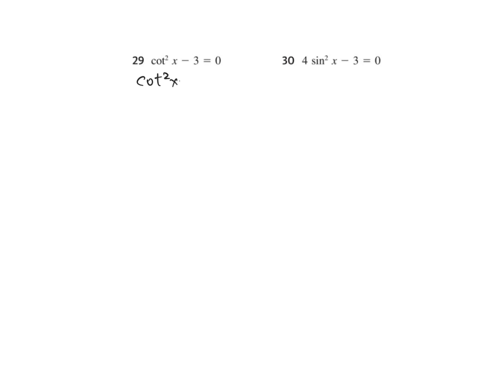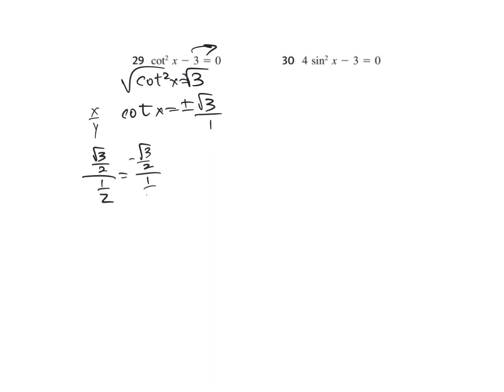Cotangent squared of x equals 3. Add 3 to the other side, take the square root. So the cotangent of x is equal to plus or minus the square root of 3 over 1. So cotangent is x over y. So you still have square root of 3 over 2, 1 over 2. That's for positive, but also the negative of that. And then negative over negative.